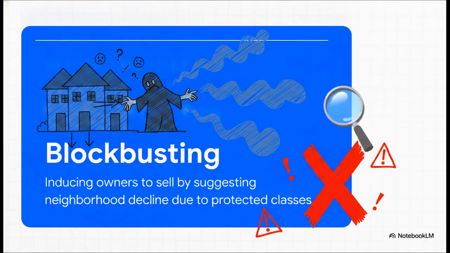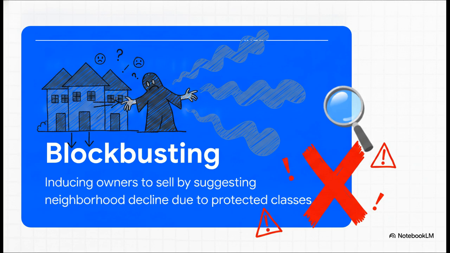The Fair Housing Act specifically targets a few notorious discriminatory practices that you're highly likely to see. First up, we have blockbusting. Imagine a neighborhood where someone starts slipping flyers under doors or knocking on porches, whispering that property values are about to plummet because a certain demographic is moving in. They actively create a panic, they buy the homes from terrified owners for pennies on the dollar, and then they flip them for a massive profit.